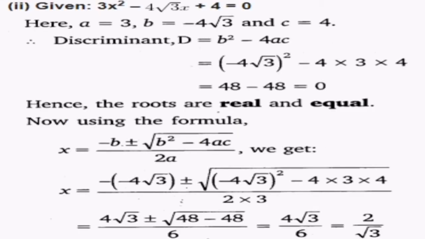Question number 2. We are taking each of the coefficients as A, B and C and conducting it in the discriminant formula. Then we are getting the answer 0, which means that the roots of the equation are real and equal. Then by quadratic formula, we are finding the solution of the quadratic equations.